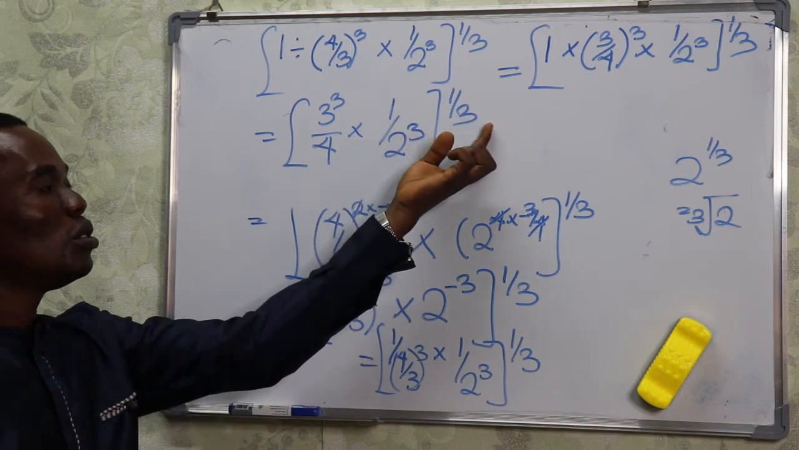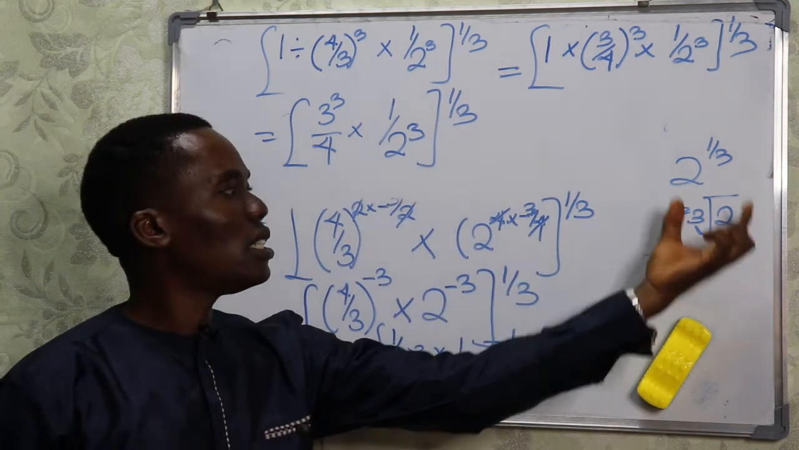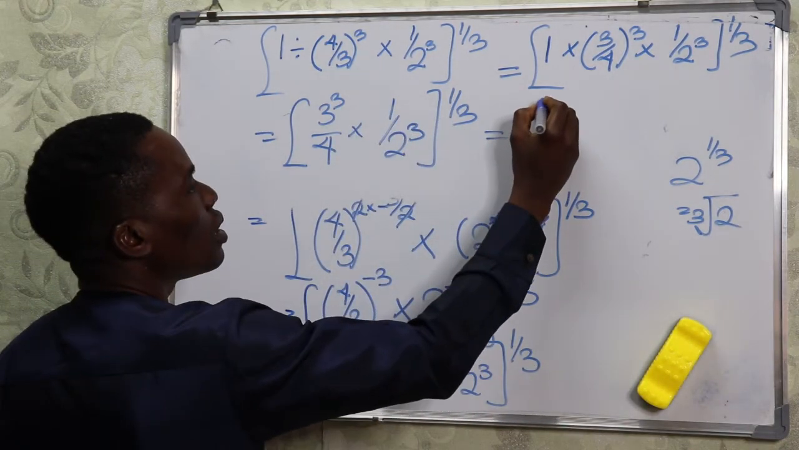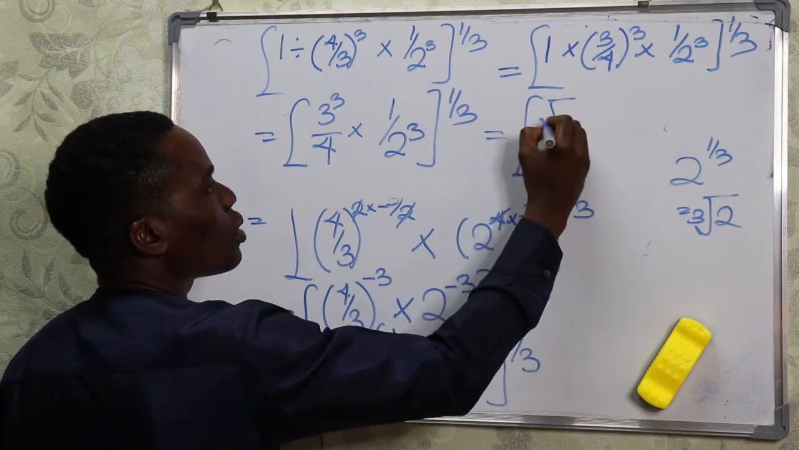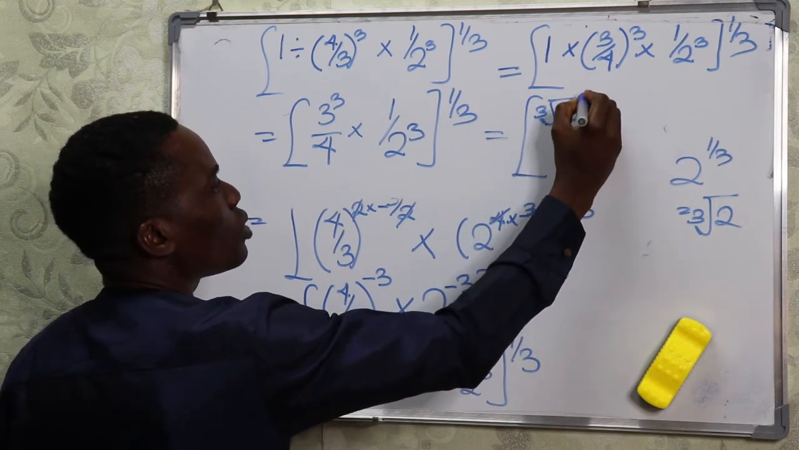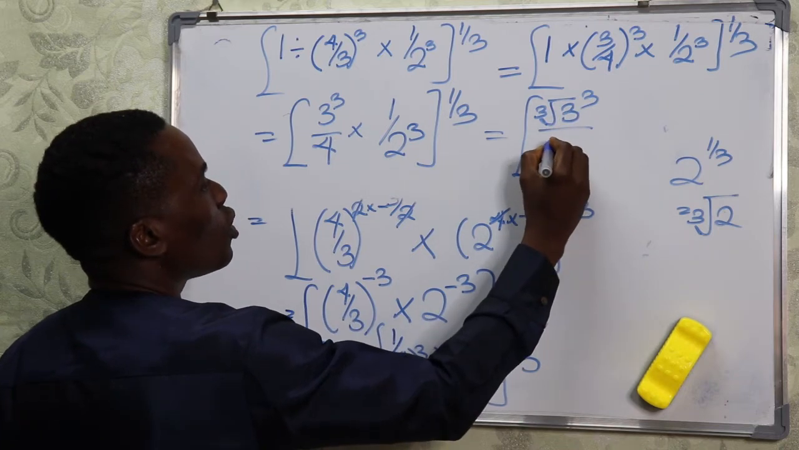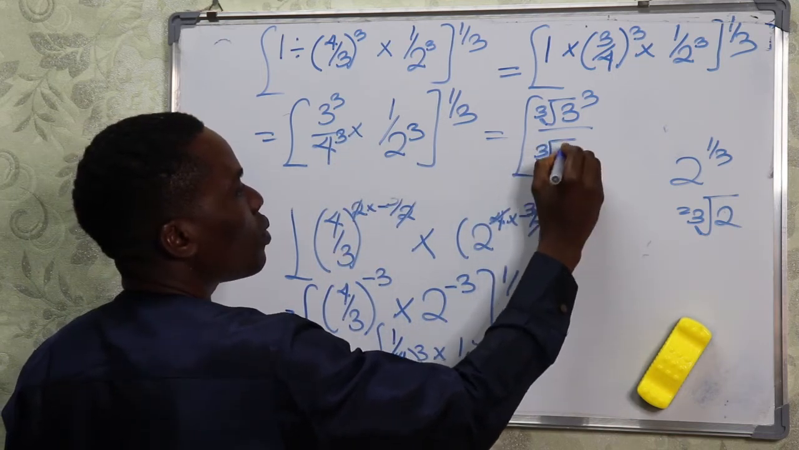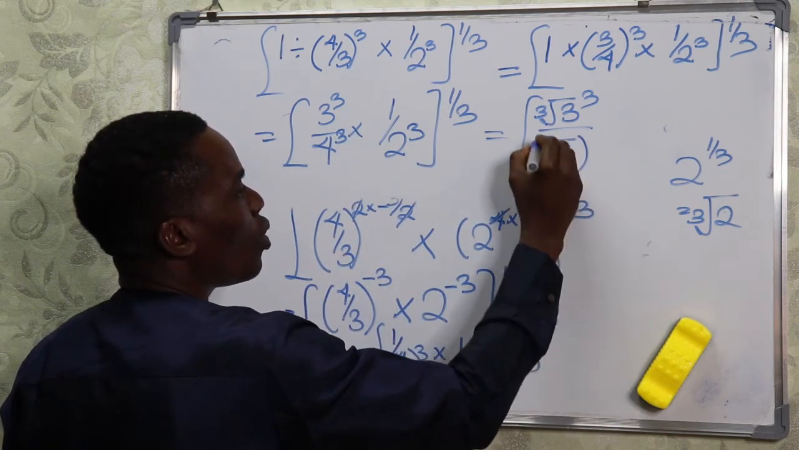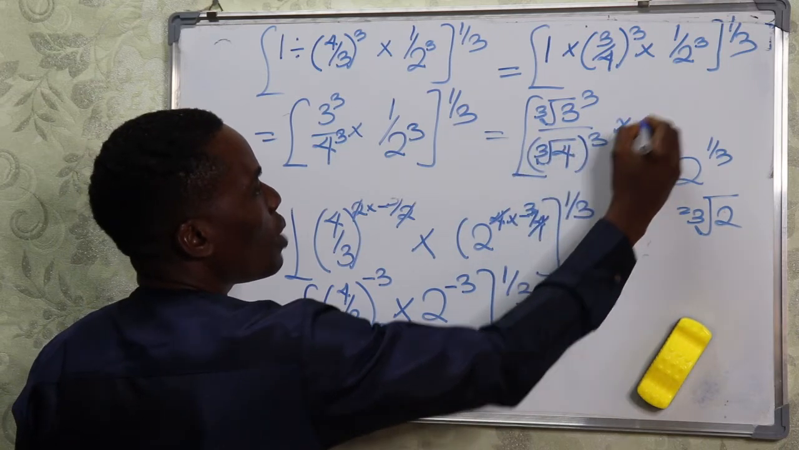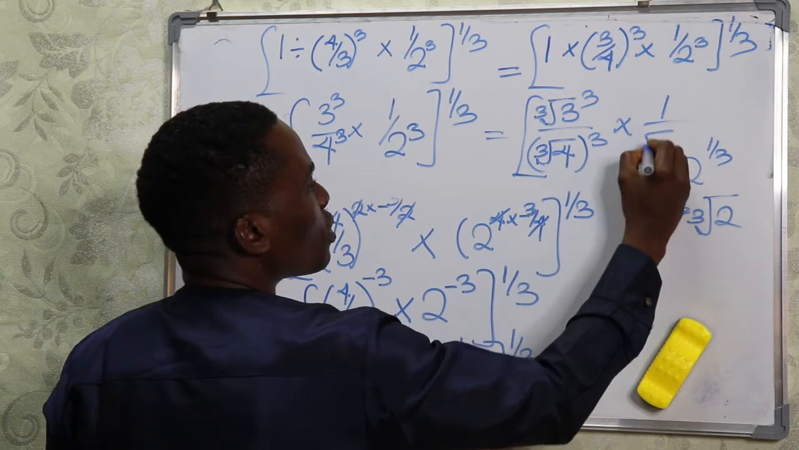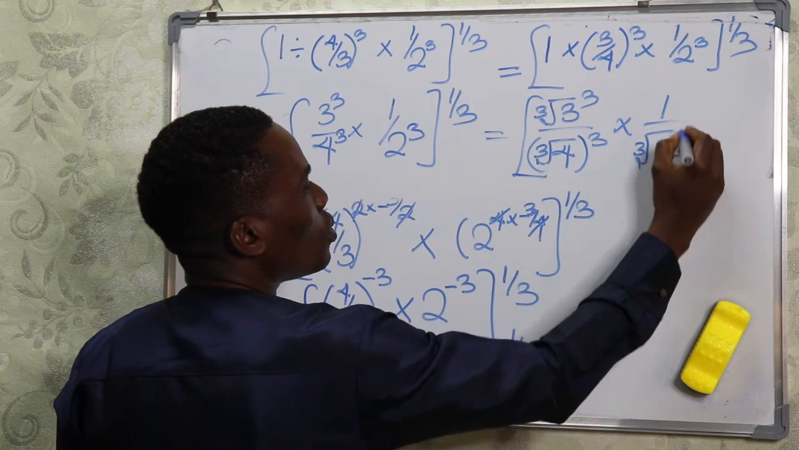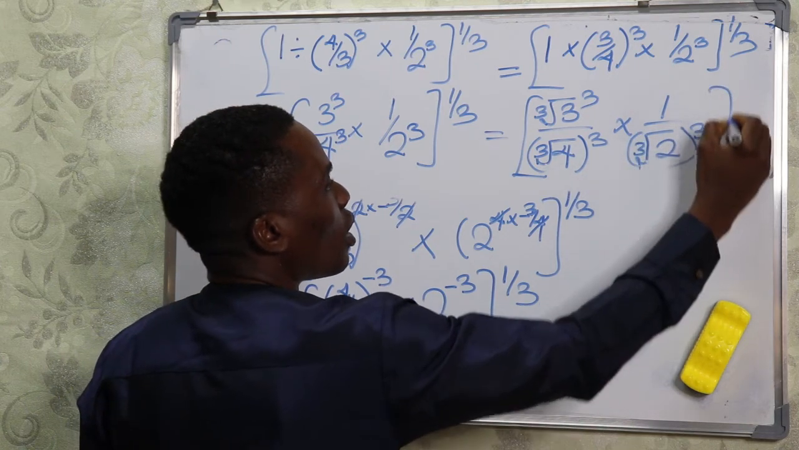So for us to do this value, we are going to have this. This is the same thing as this. So we are going to have all of these to be what? The cube root of 3 raised to power 3 over the cube root of 4, remember this is also in 3, all in power 3. Now multiply by 1 over the cube root of 2 raised to power 3. All of this is gone.